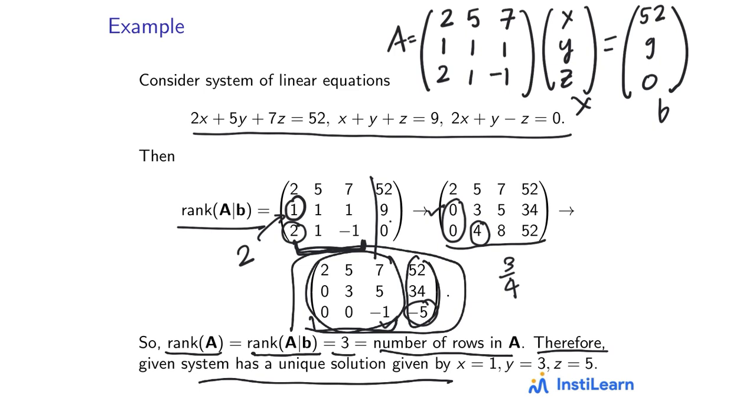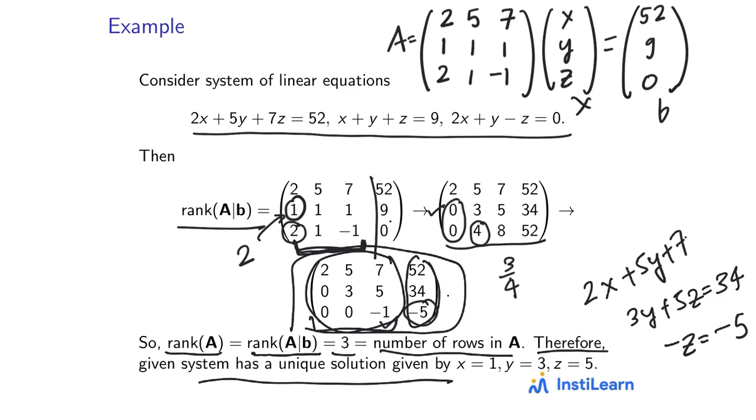Okay, and you can easily see what this solution is. So last equation reads minus z equal to minus 5. Then the equation before that reads 3y plus 5z equal to 34, and equation before that reads 2x plus 5y plus 7z equal to 52. So from here you get that z is 5, then you plug here, you will get y is 3, and then you plug y and z here, you will get x is 1.